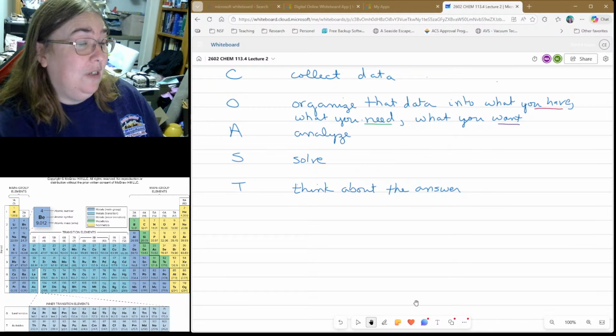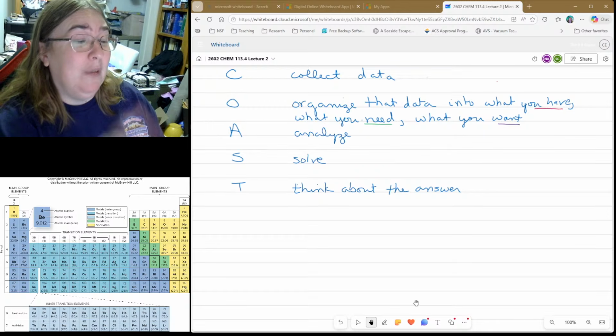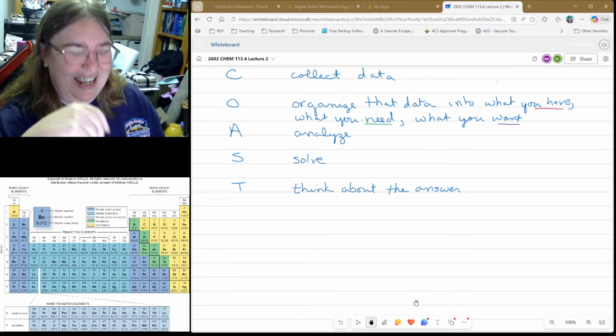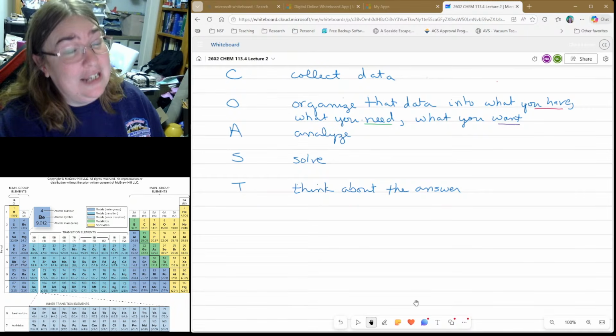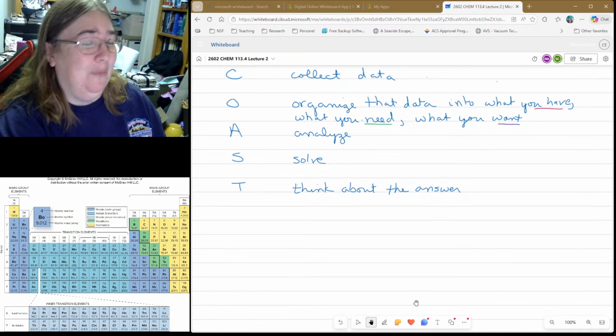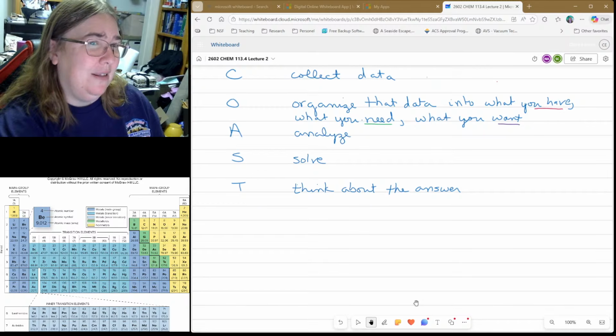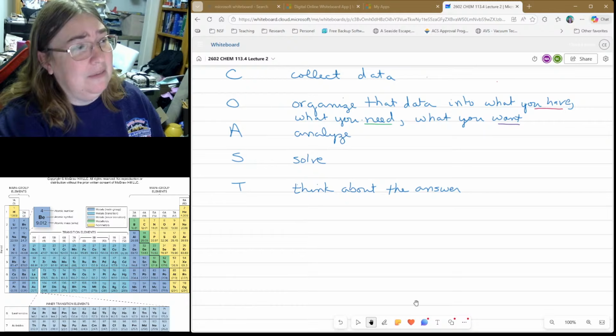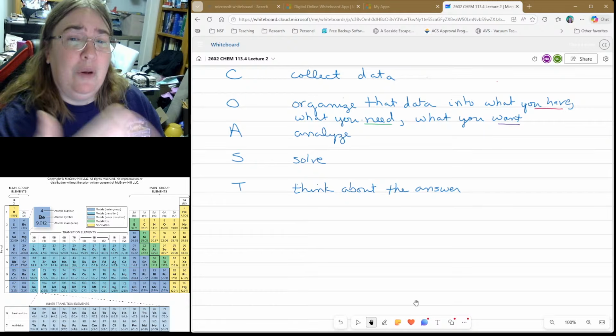Ironically, this COAST idea of problem solving for freshman chemistry is actually a little bit better than the scientific method for how research is done. This pretty much is the way that everybody approaches problem solving in science. You collect data, you organize the data, and this is in general how we approach research in science.